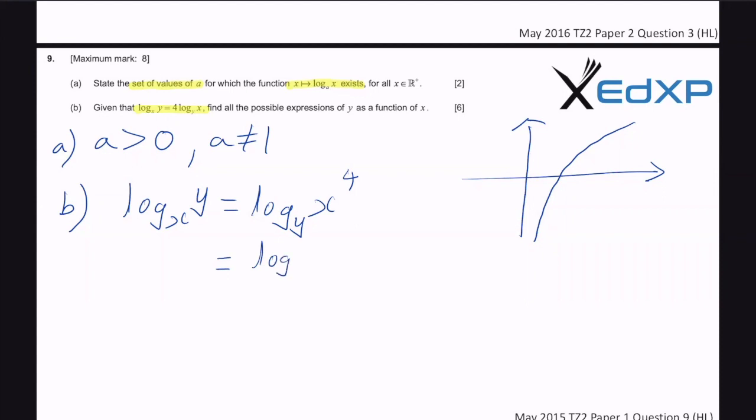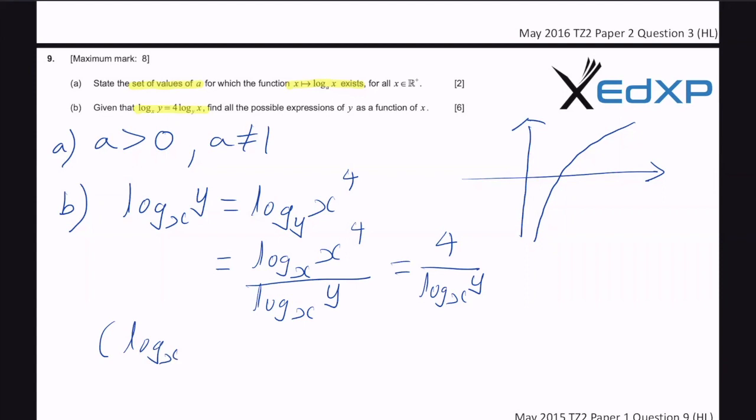So we have log_x of x to the power 4. So this is the change of base law. We have log_x y, and the numerator is just 4, and we have another log_x y over here. So if I cross multiply, (log_x y) squared is equal to 4.